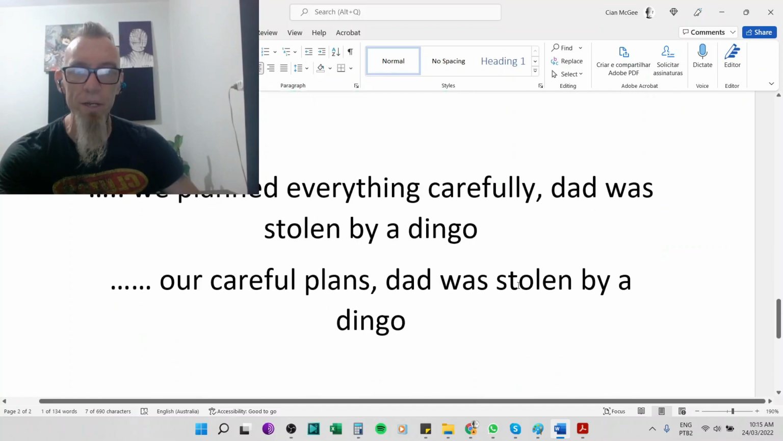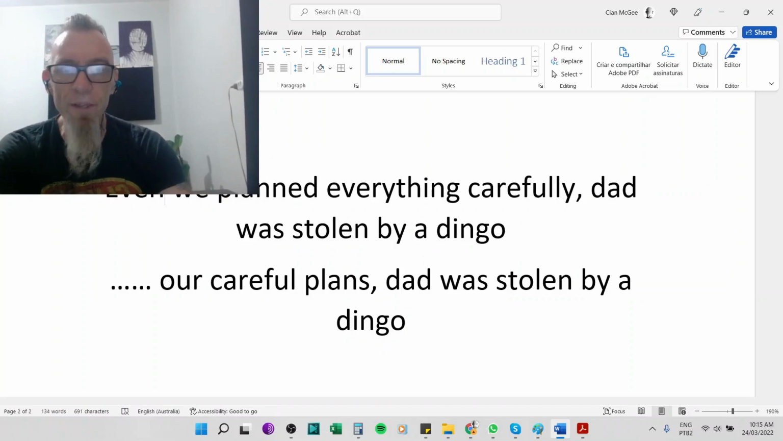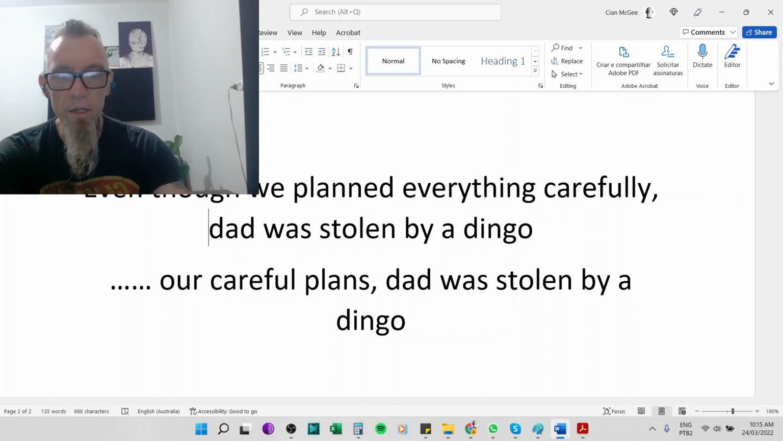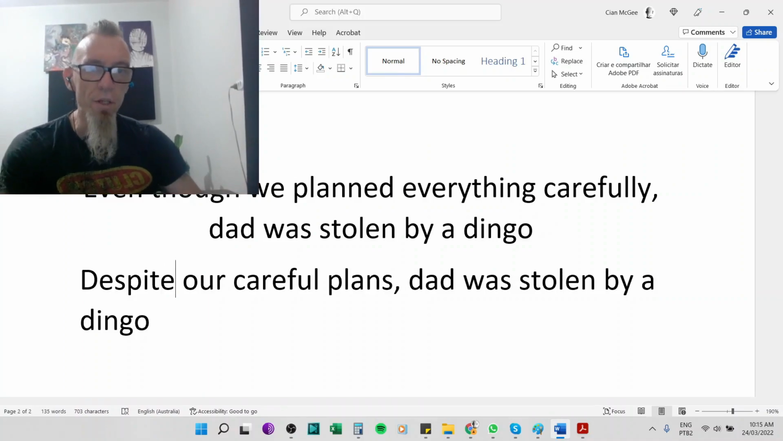We had one more example to do. We can do that here very quickly. So we'll say here, for example, even though we planned everything carefully, my dad was stolen by a dingo. Or despite our careful plans, dad was stolen by a dingo.